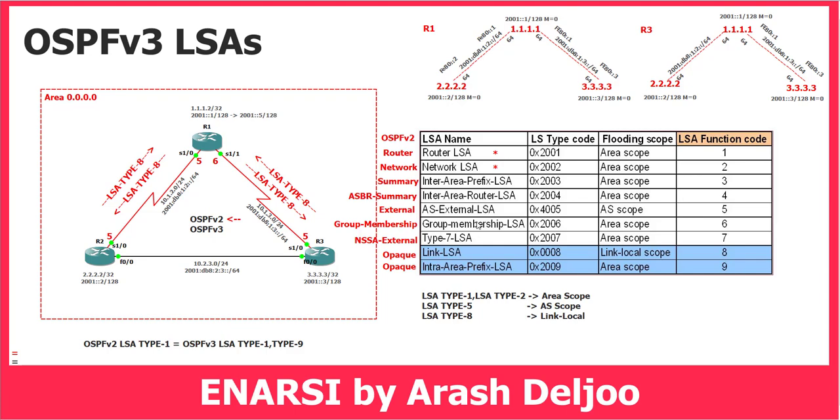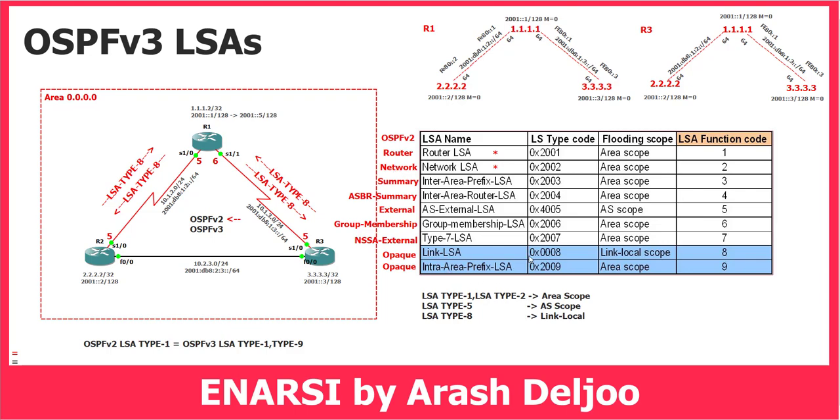LSA type 6 is the same. LSA type 7 is the same. Only the name is changing a little. But the Link LSA is new in OSPFv3. This is used, for example, for link-local address advertisement, and we also have the Intra-Area-Prefix LSA. Here we have all of the information that we had before in the router LSA and network LSA of OSPF version 2 about the addressing.